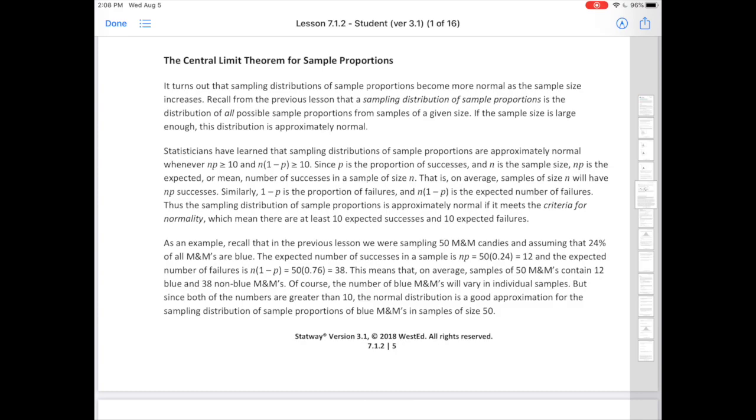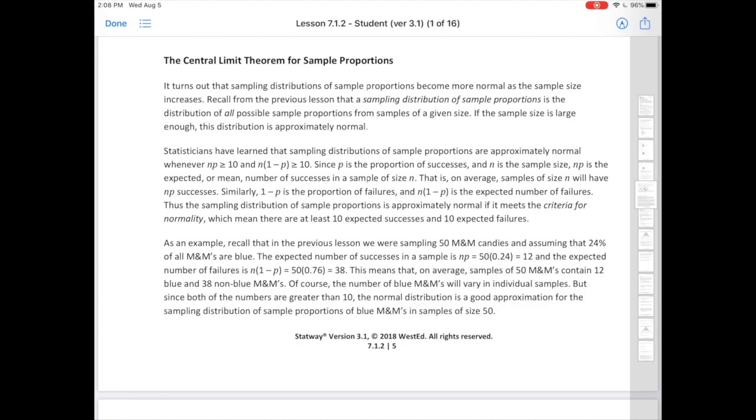The central limit theorem for sample proportions. It turns out that sampling distributions of sample proportions become more normal as the sample size increases. Recall from the previous lesson that a sampling distribution of sample proportions is the distribution of all possible sample proportions from samples of a given size. In other words, every possible sample you can take.